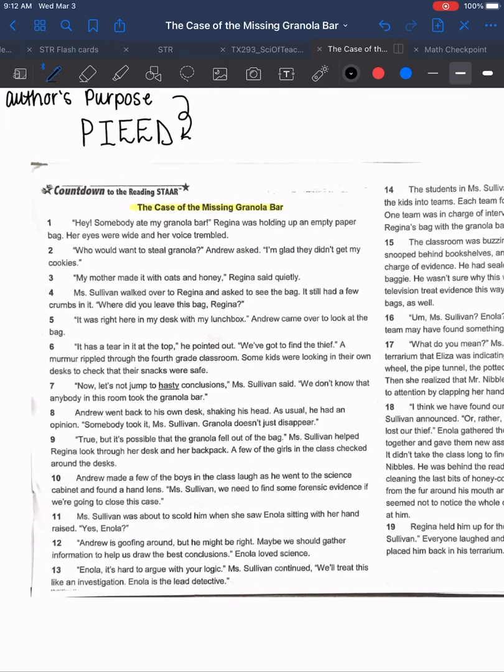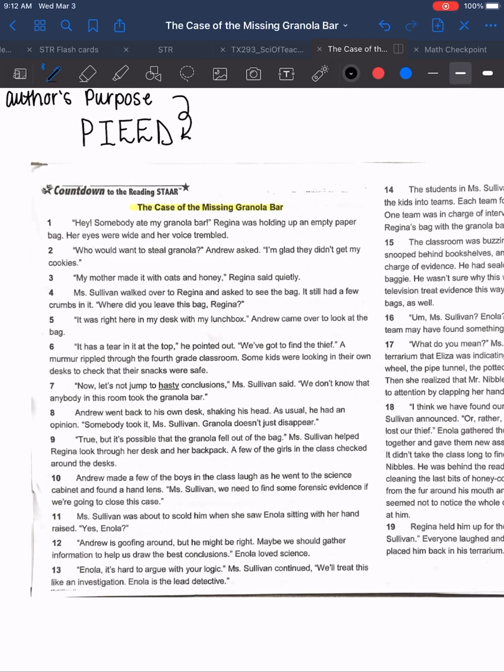I'm starting on line 1. Hey, somebody ate my granola bar. Regina was holding up an empty paper bag. Her eyes were wide and her voice trembled. Who would want to steal granola? Andrew asked. I'm glad they didn't get my cookies. My mother made it with oats and honey, Regina said quietly. Miss Sullivan walked over to Regina and asked to see the bag. It still had a few crumbs in it.